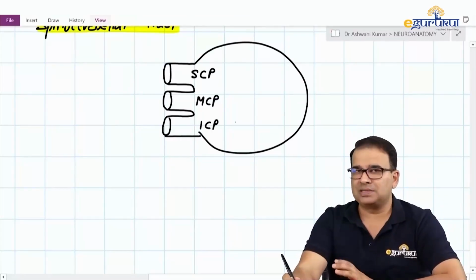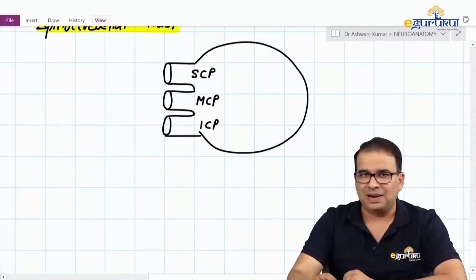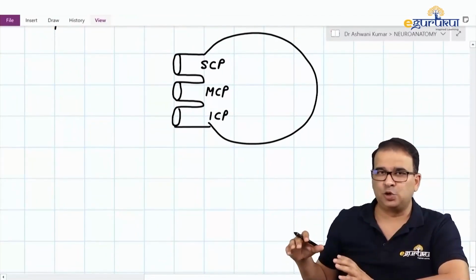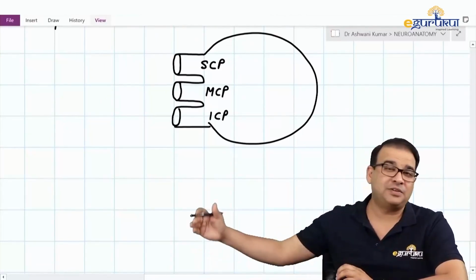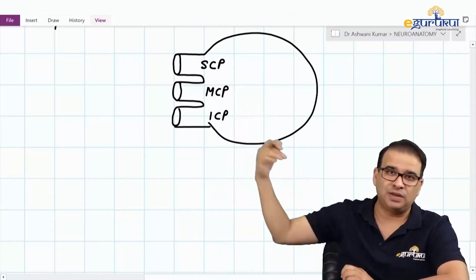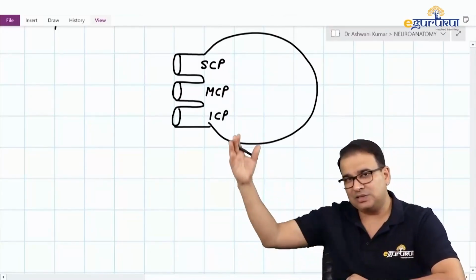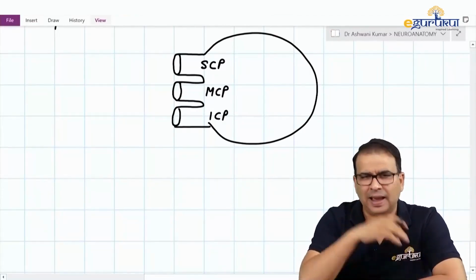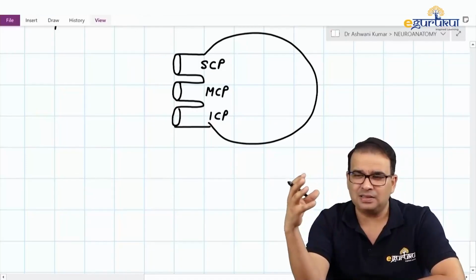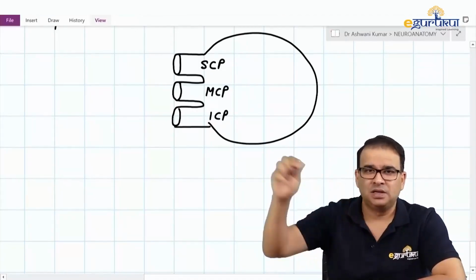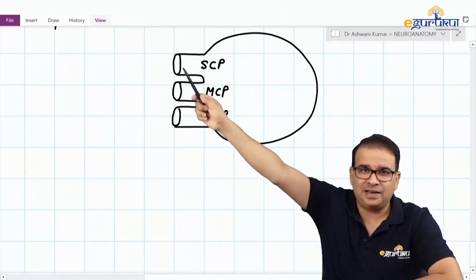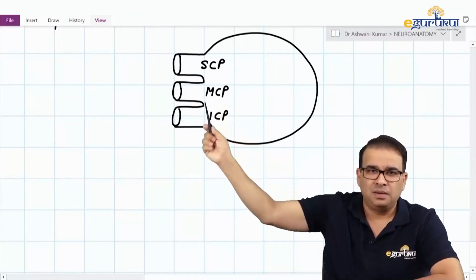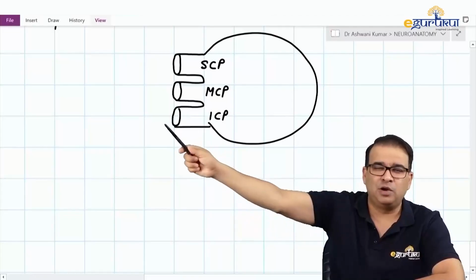These peduncles are to be discussed in detail in the cerebellum, but at least in this discussion, I should know that from the spinal cord, when the tracts come, they will enter into the cerebellum through which peduncle. So we have three of them: superior, middle, inferior. And why do we have three? Because they are connecting the respective parts of the brainstem. Superior cerebellar peduncle is a direct connection to the midbrain, middle to the pons, and inferior to the medulla oblongata.